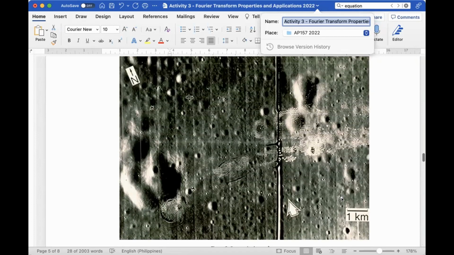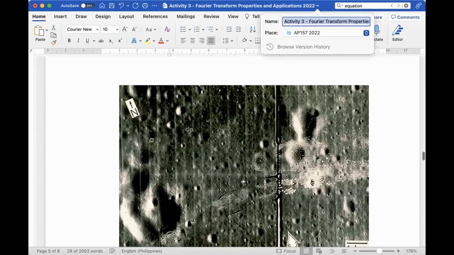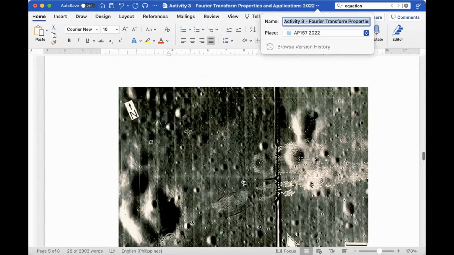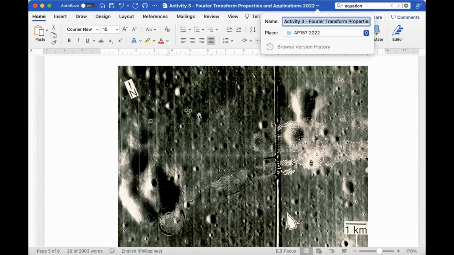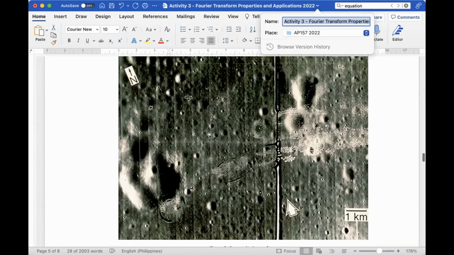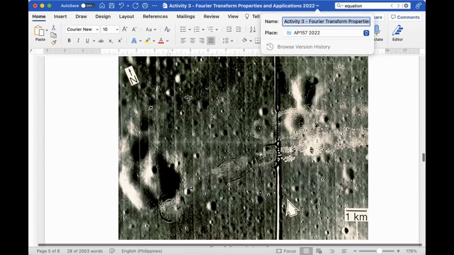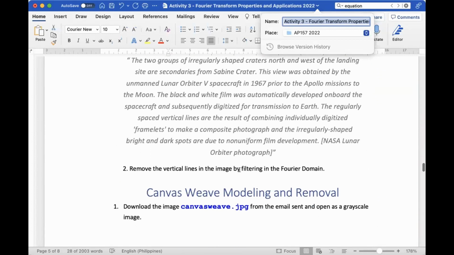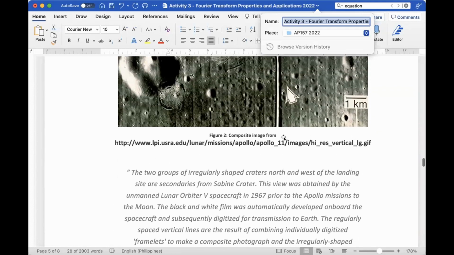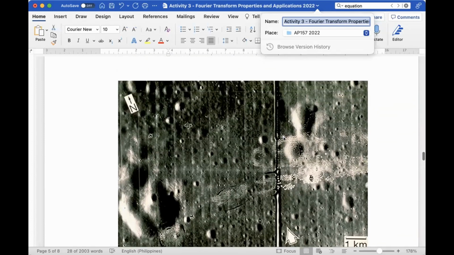So, in this case, film pala ang gamit nila. Later, digital cameras na yung dala-dala ng mga astronauts. But this, film pa, negatives pa. Tapos dinigitize doon and then sent to Earth. And ang result, merong artifact na repetitive lines sa composite image. Okay, remove the vertical lines in the image by filtering in the Fourier domain. Paano yun? Okay, anong gagawin natin?